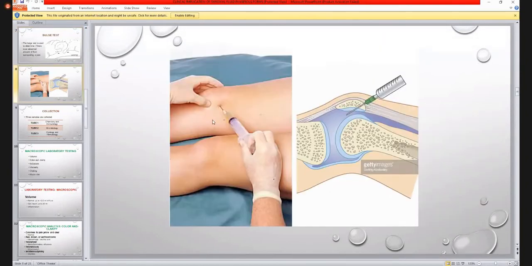And now here you can see how we collect the sample: when we tap or press on the lateral side of the thigh, we feel the bulge, and then ultimately we take out the sample from the medial side of the joint or synovial cavity.